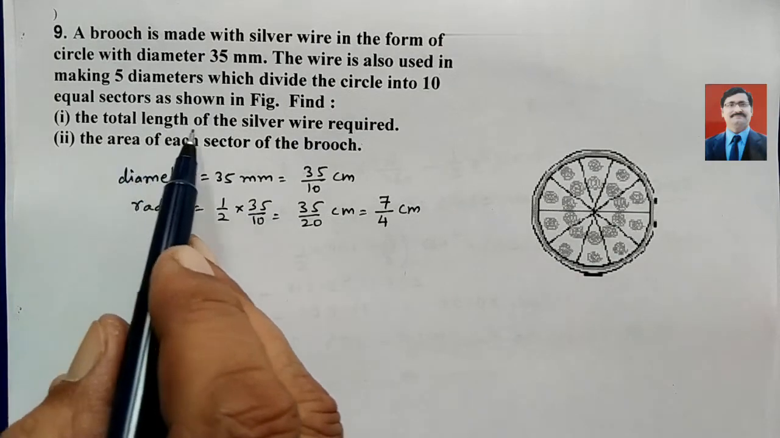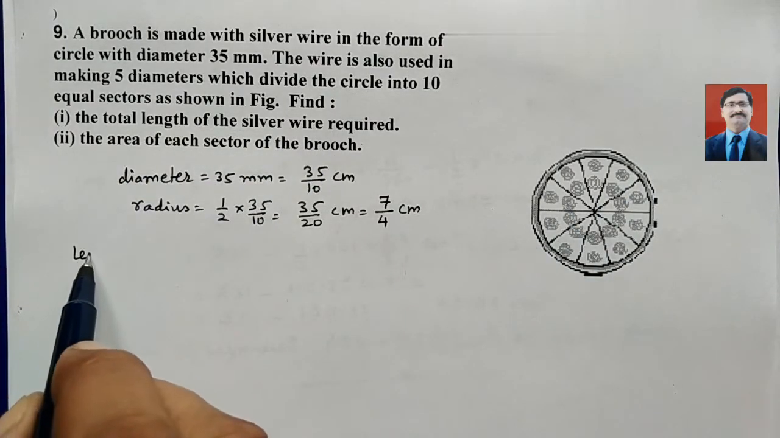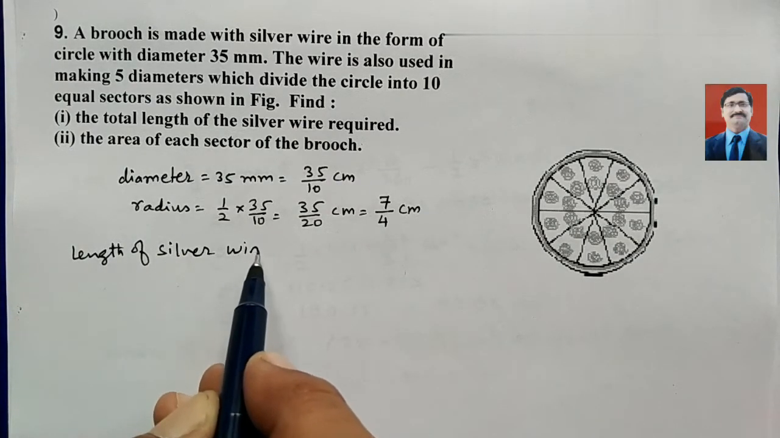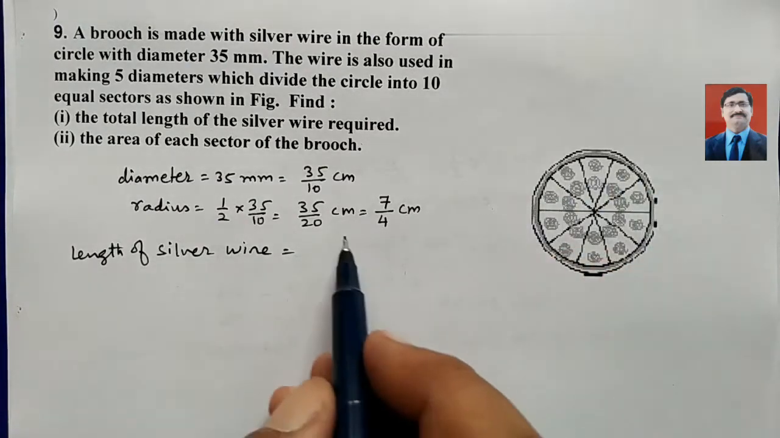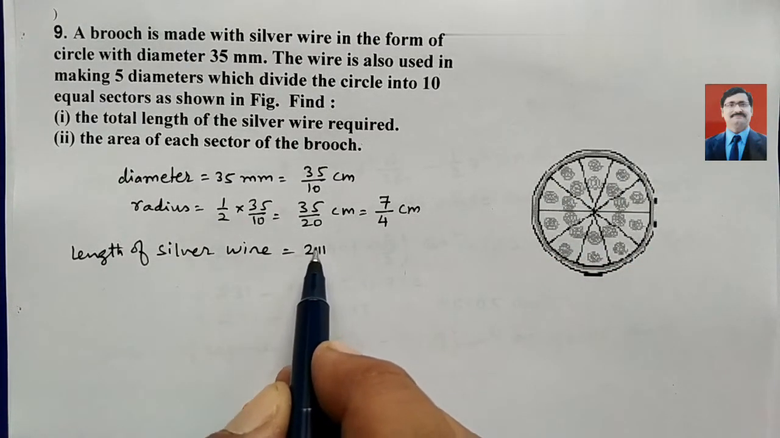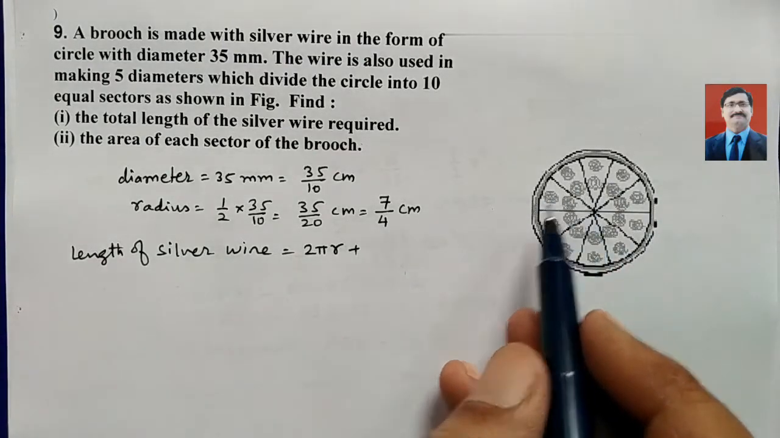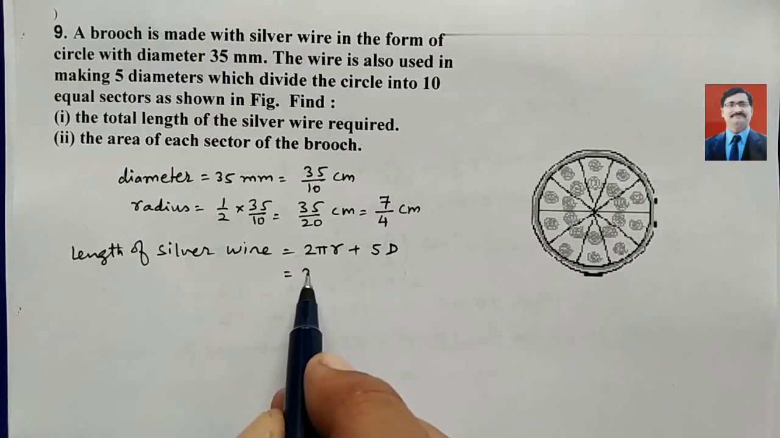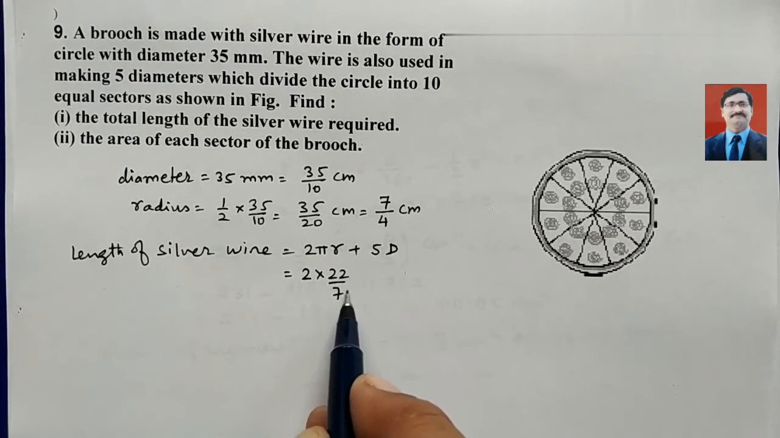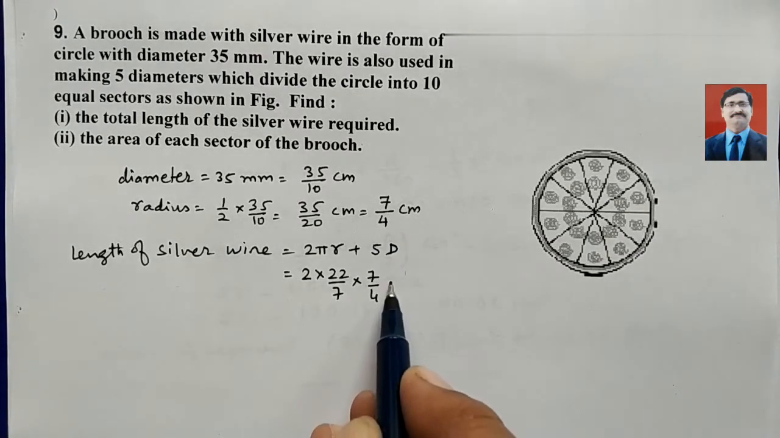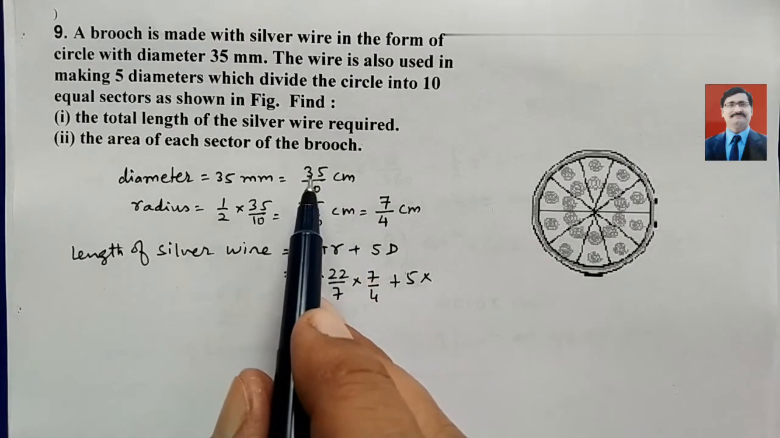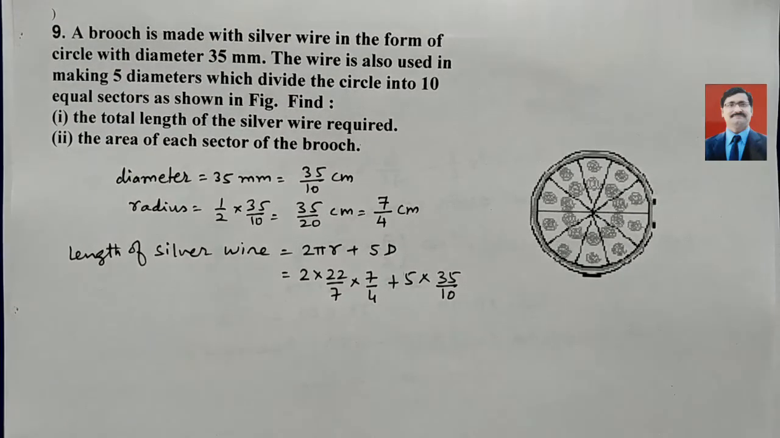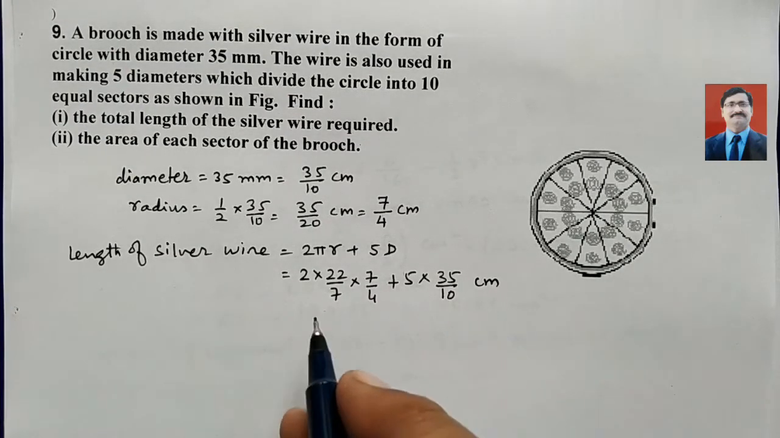Now we have to find the length of the silver wire. So length of silver wire equals, where we use the silver wire in the circumference, so you can write here 2 pi r, and look here, 5 diameters are used, so plus 5 into diameter. 2 pi we can use 22 by 7, r we can use 7 by 4, and plus 5 diameter is 35 by 10 we can use here. This we get answer in centimeter.